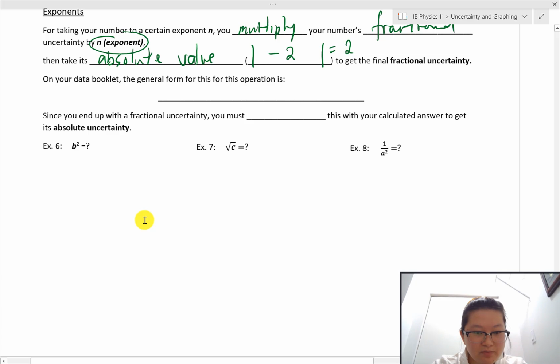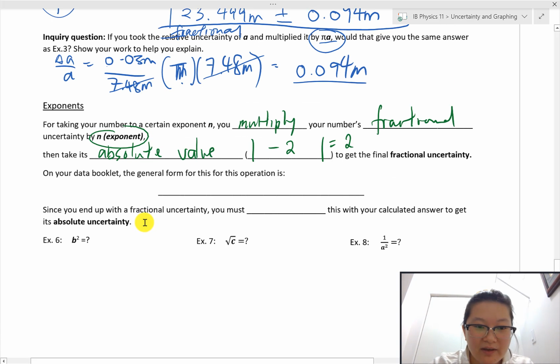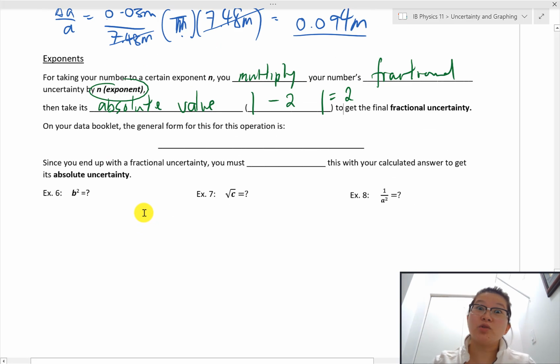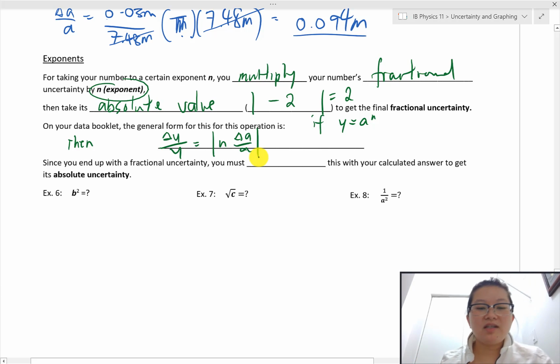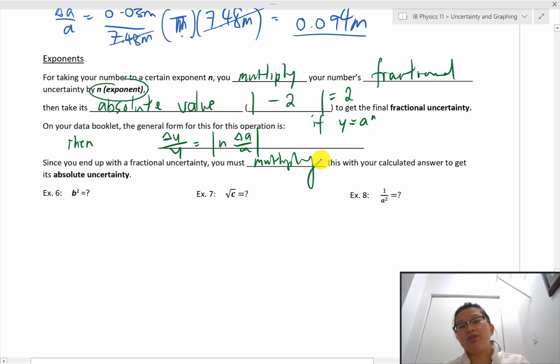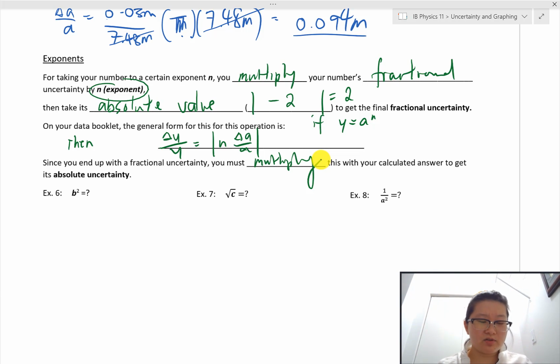Do I have any quick question? No, I don't. Okay, I'll make one for you because it's interesting. On your data booklet, I'm going to write this down here quickly. Notice again that you're going to get a fractional uncertainty this way. So you still need to multiply this fractional uncertainty by your final answer y to get its absolute uncertainty. That's very similar to multiplying and dividing, if you must say.